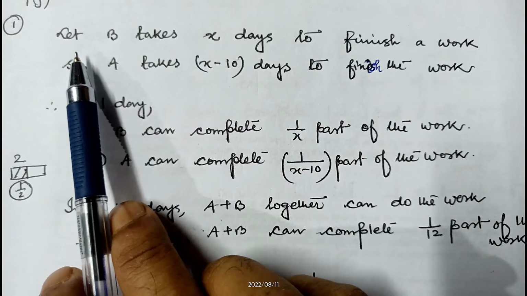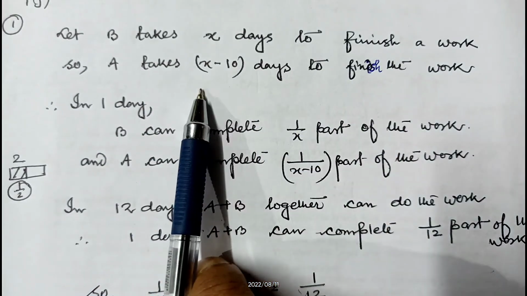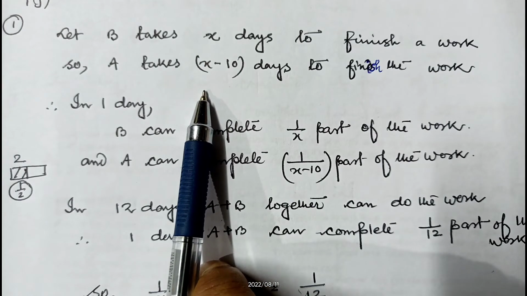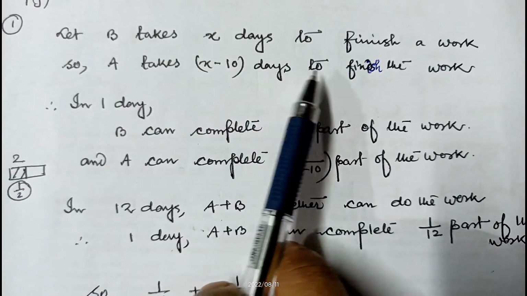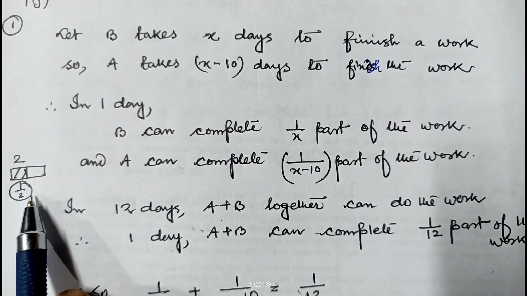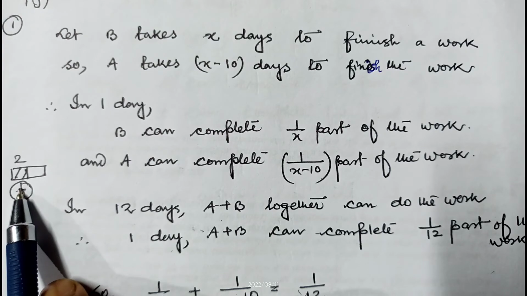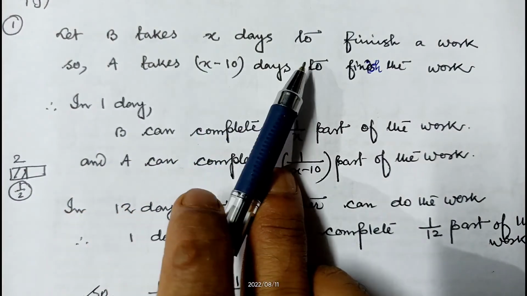Here we can consider, let B take X days to finish the work. Now in the question it is given that A takes 10 days less than the time taken by B to finish the piece of work. So A takes X minus 10 days to finish the work. Suppose B can do the work in 2 days. So in 1 day B can do half part of the work.